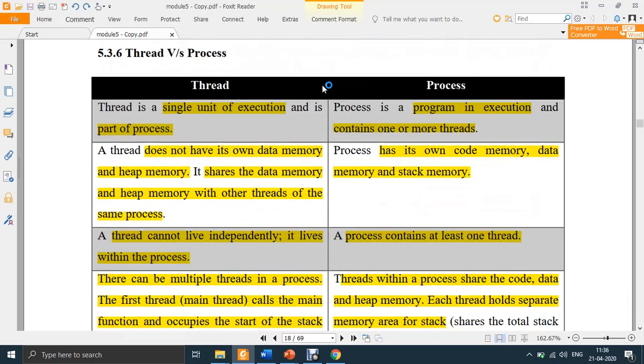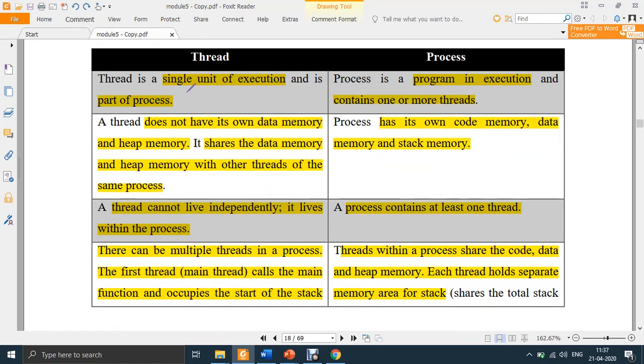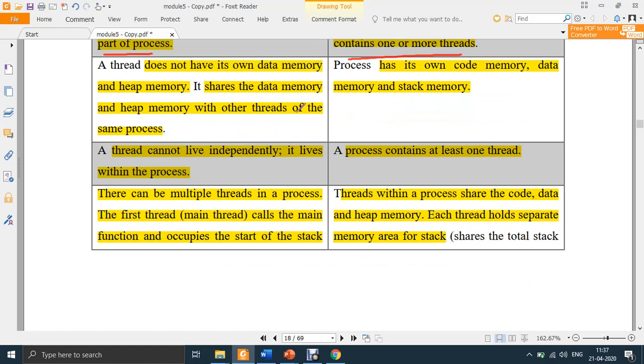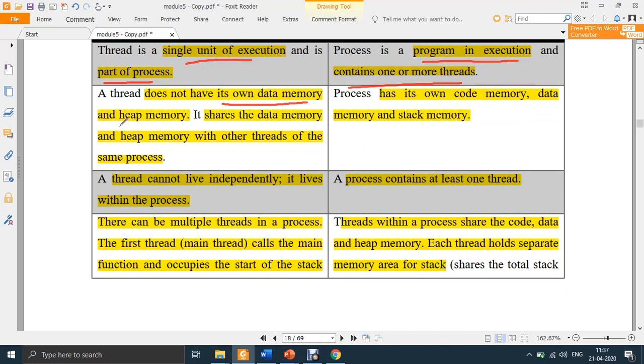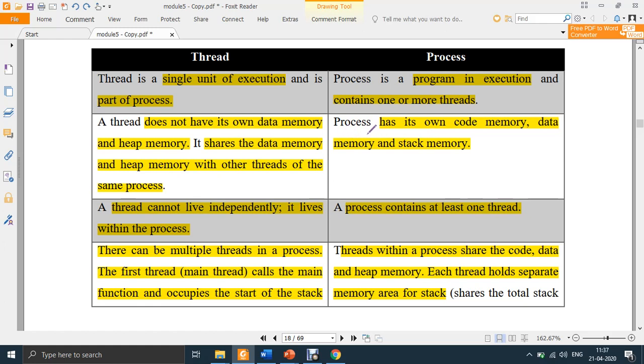So next, thread versus process. A thread is a single unit of execution and is part of a process. This can be asked. What is a process? It is a program in execution and contains one or more threads. A thread does not have its own data memory and heap memory. That is huge. A thread will have the memory shared with the process. Whatever the process has, the same memory the thread also has. A process has its own memory, data memory, stack memory.